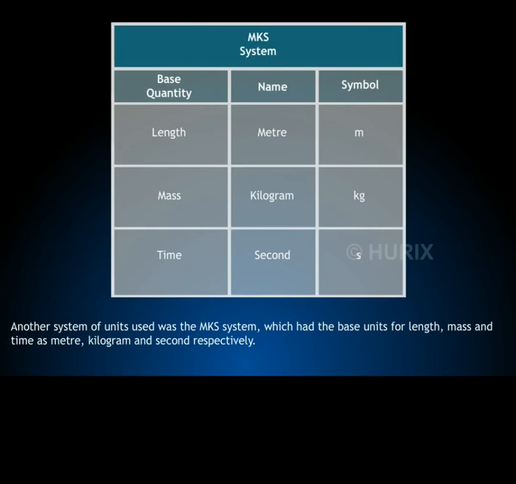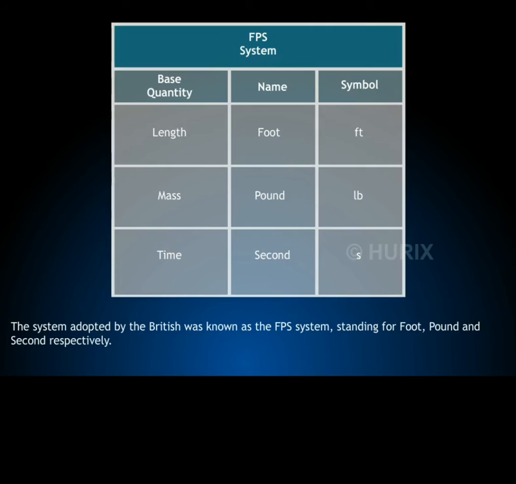Another system of units used was the MKS system, which had the base units for length, mass and time as meter, kilogram and second respectively. The system adopted by the British was known as the FPS system, standing for foot, pound and second respectively.